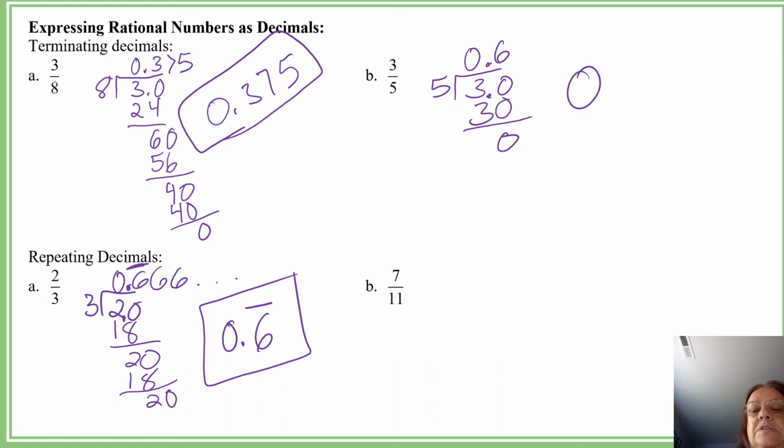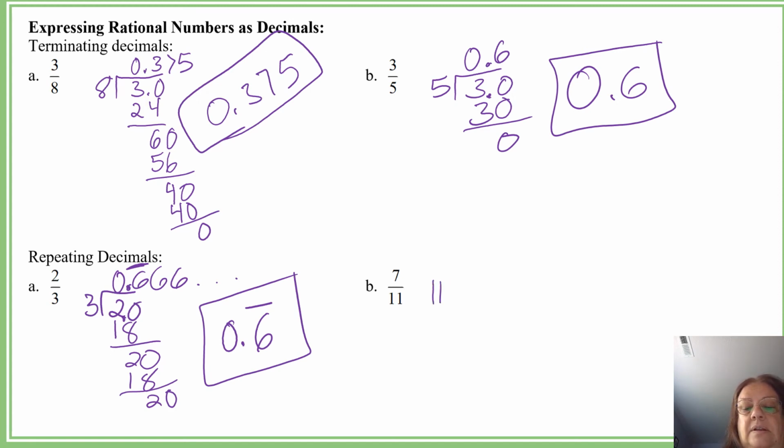Okay, this one was 0.6, no bar. All right, 7 over 11. So I have 11 and 7. Sorry, let me erase that. 11 and 7. Well, it's going to have to be a 70. So 11 goes in 6 times, 66, and that gives me a 4.